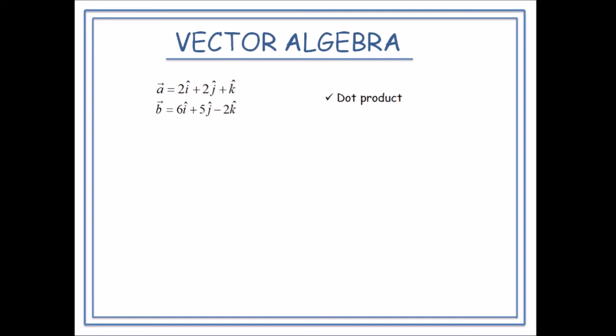For the dot product, we will know two properties. The first one is that whenever we come across the terms i cap dot i cap, j cap dot j cap, and k cap dot k cap, then we will assume these as 1. And the second one is that if we arrive at the term i cap dot j cap, which is equal to j cap dot i cap, and similarly the other two terms, then we will consider this as 0.